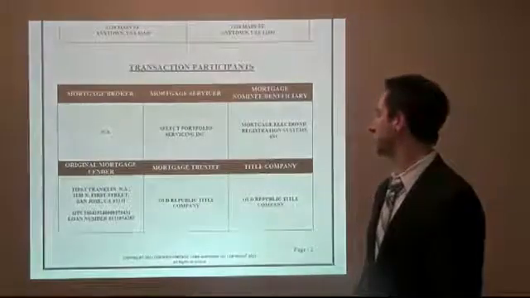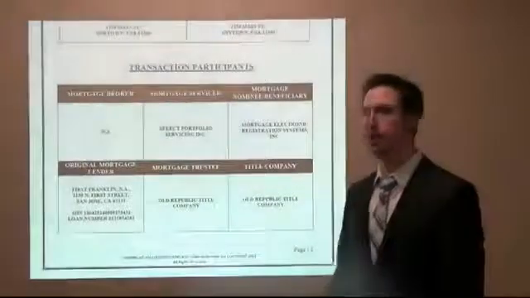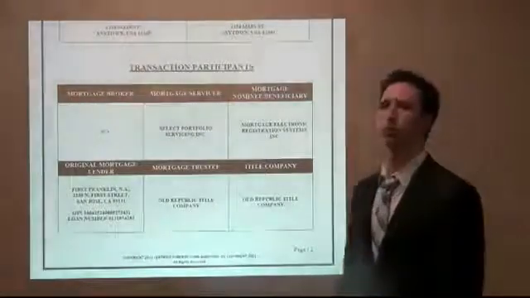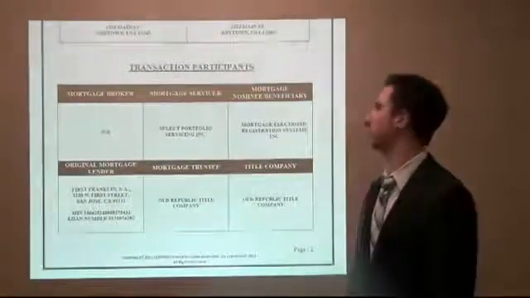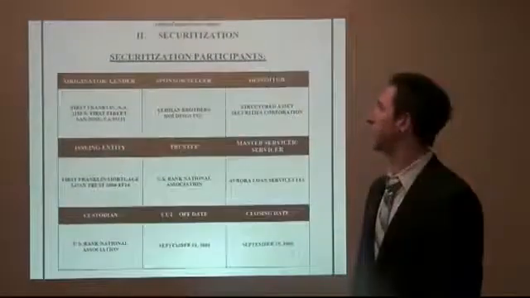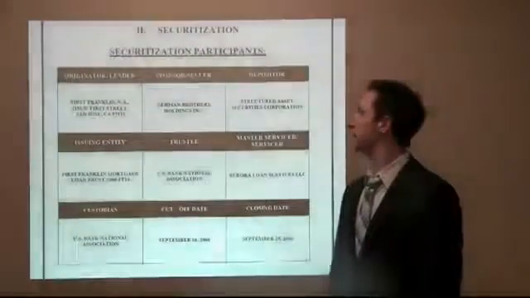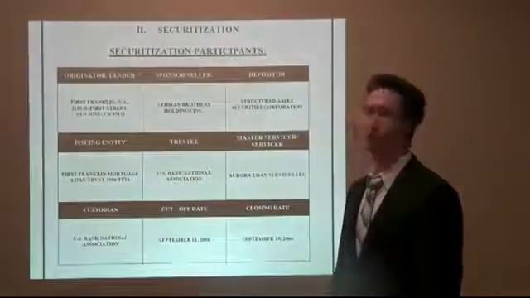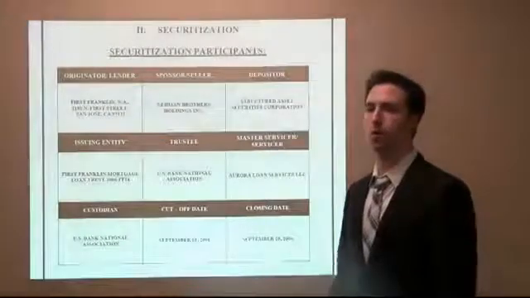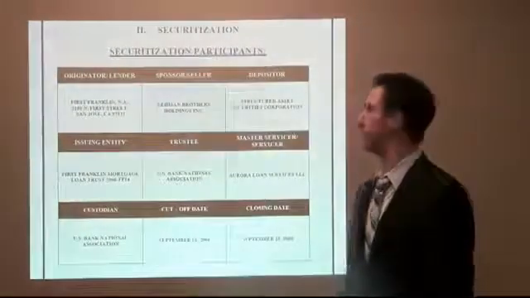The mortgage trustee and the title company are typically associated, and obviously those are the people who drew up all the closing paperwork for your homeowner to actually acquire this loan. Now the first page that you guys are going to look at when you are completing your complaint is going to be the securitization participant screen, which is going to give you all the named parties and interests that you're going to highlight on your complaint.